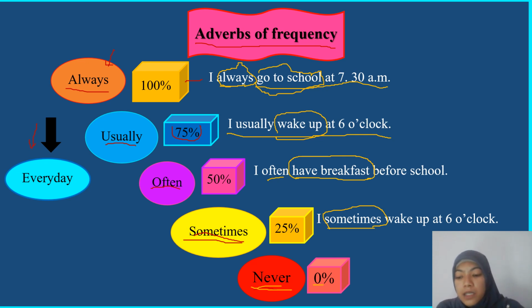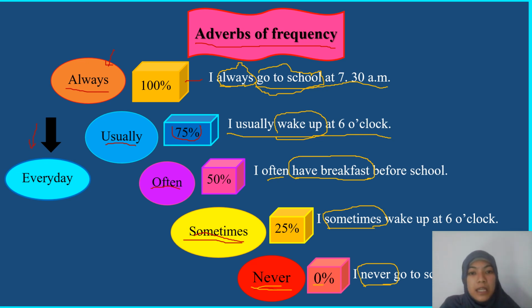And the last one is never. I never go to school at 7:30. Or maybe, because you go to school at 8 o'clock, that's why you never go to school at 7:30. You never go to school at 7:30 because you are late for school.